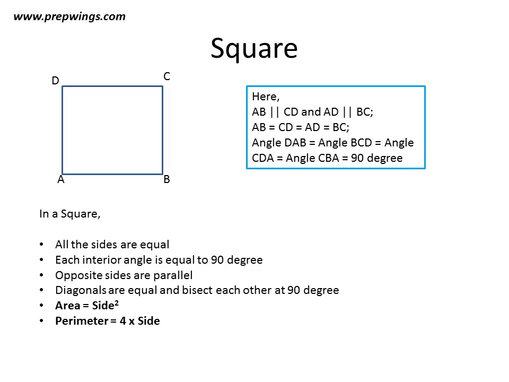The area of a square is given by side square. So whatever the measure of side is, square of that will be the area. And the perimeter is given by 4 into side. So this is about square.